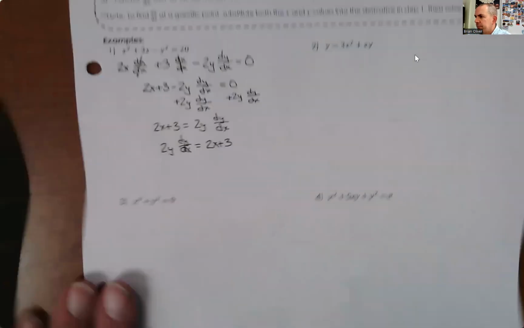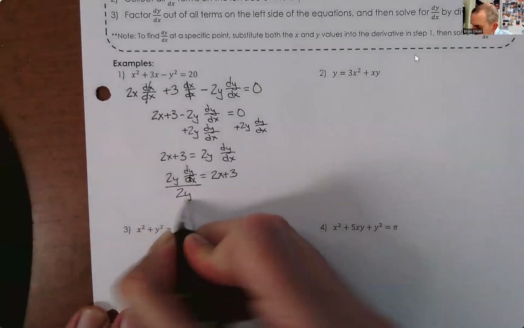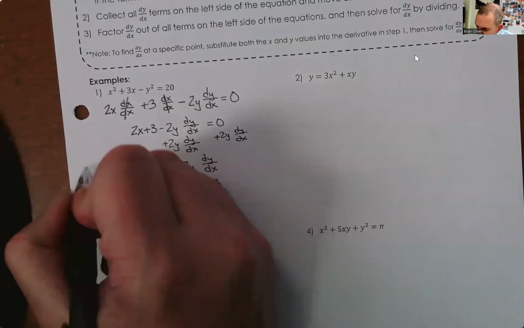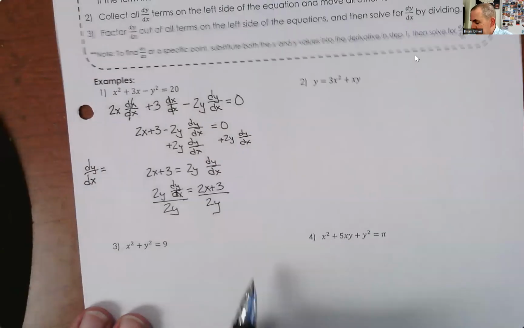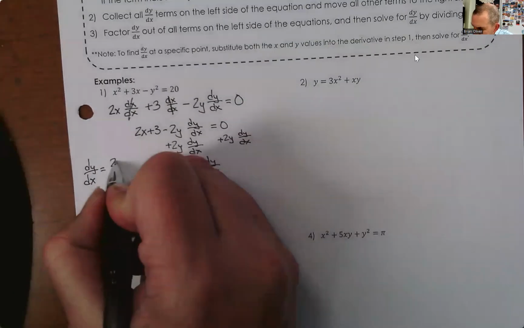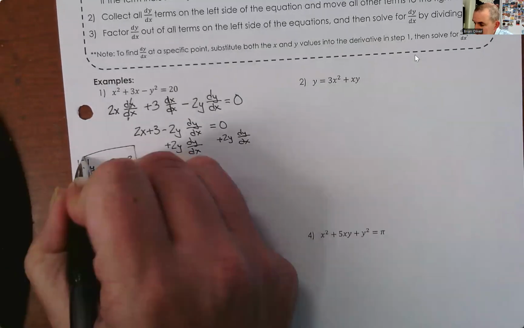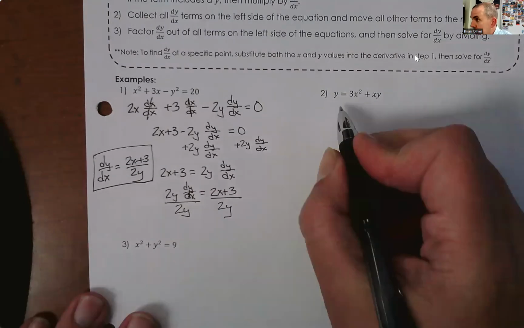And now what I'm going to do is divide both sides by 2y. And I'm going to find out in this case that dy/dx is going to be a function in terms of y's and x's. It's going to be (2x + 3) over 2y. And that would be my derivative. And again, the same logic follows through on every one. So let me walk through this one.